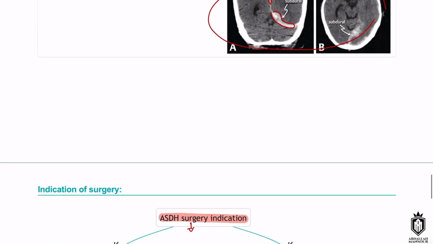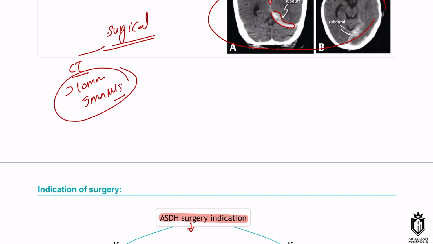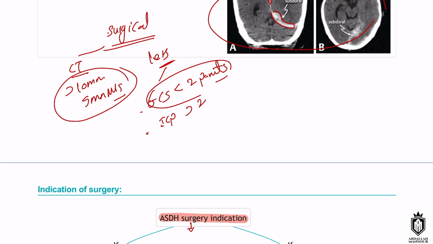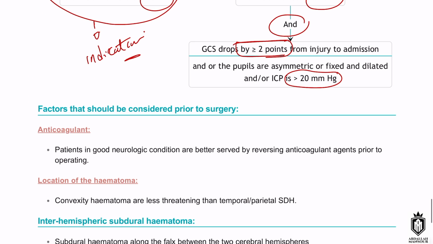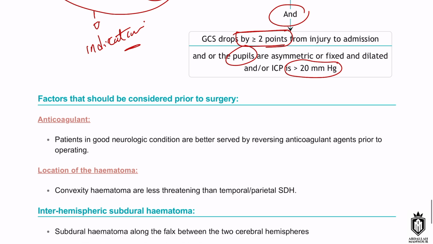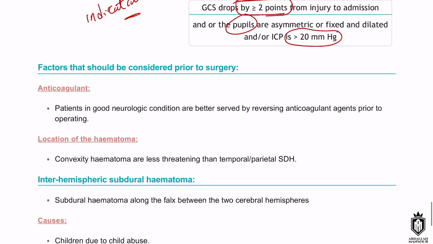So the surgical management can be solely dependent on the CT scan if it's more than 10 millimeter thickness and more than 5 millimeter midline shift. On the other side, what if it's less than that? If it's less than that, look at the patient clinically. If GCS has dropped by 2 points, you can consider surgery. And if the ICP monitoring is consistently more than 20 millimeter mercury, again, that's another indication for surgery. And finally, if the pupils appear asymmetric and dilated or fixed, you can consider surgery as well.